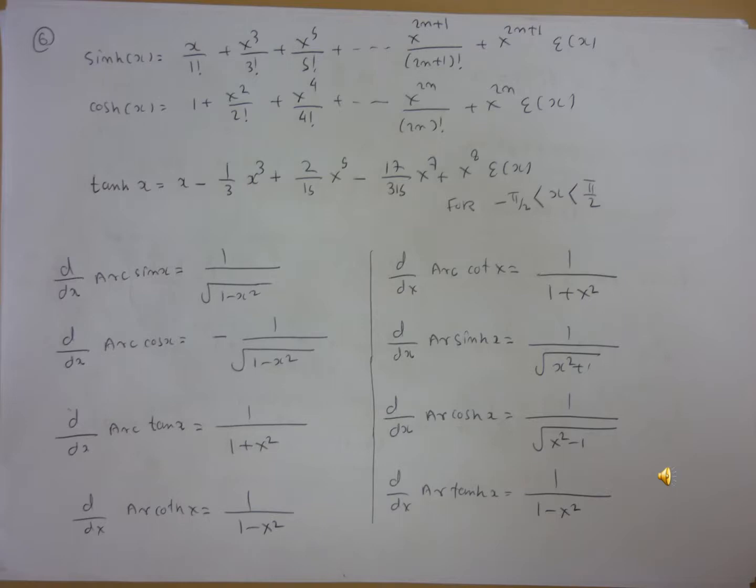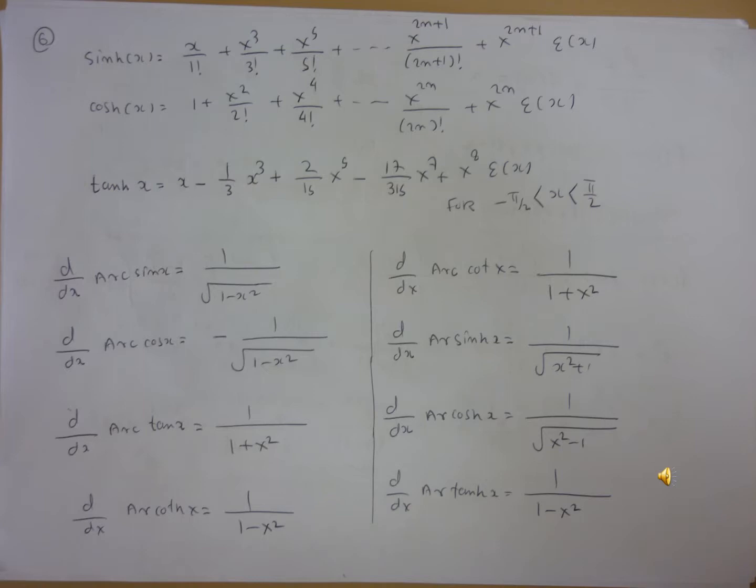Then we write the equation. sinh a is equal to h divided by 1 factorial plus h power 3 divided by 3 factorial plus h power 5 divided by 5 factorial. So we add h power 2m plus 1 divided by 2m plus 1 factorial, plus h power 2m plus 1 multiplying a.